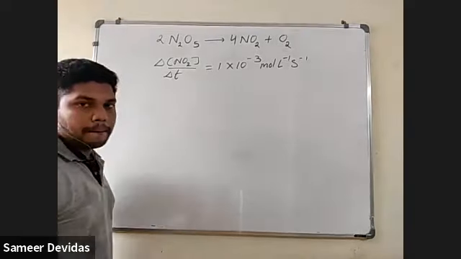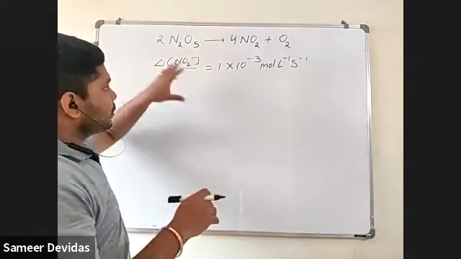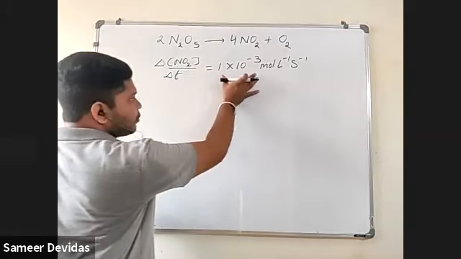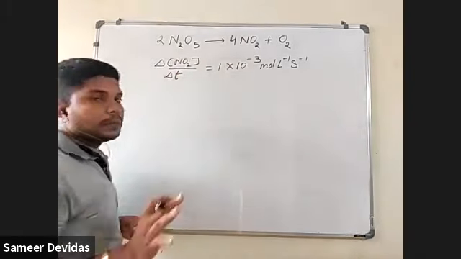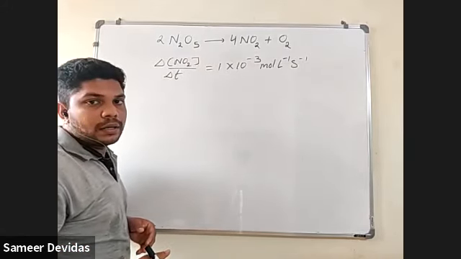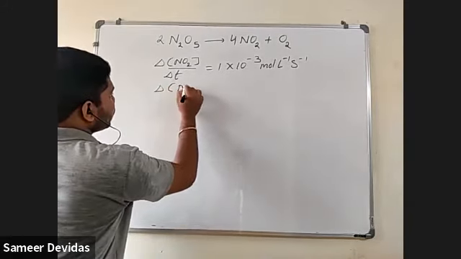All have finished? Yes, sir. Now see here, this is the chemical reaction they have given. Then delta NO2 upon delta T, rate of reaction is given, that is the concentration of the NO2, 1 into 10 raised to minus 3 moles per liter per second. They are asking you to find out the rate of reaction for which? N2O5. So they are asking you to find out this.